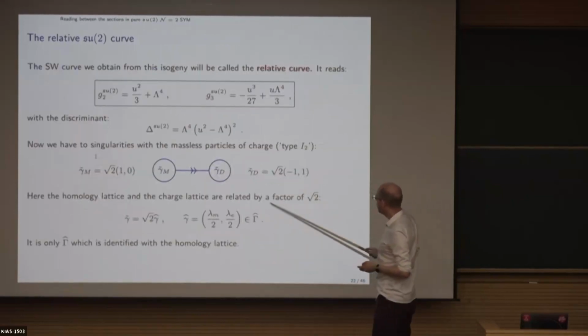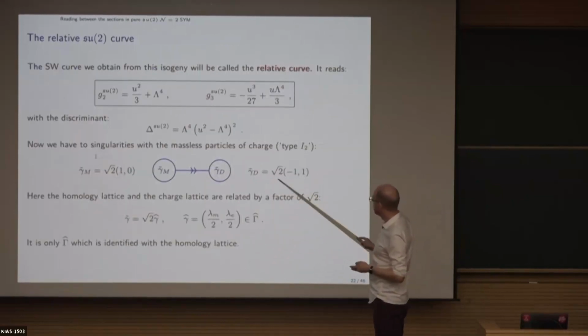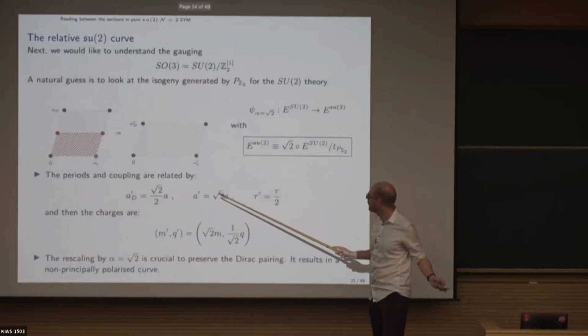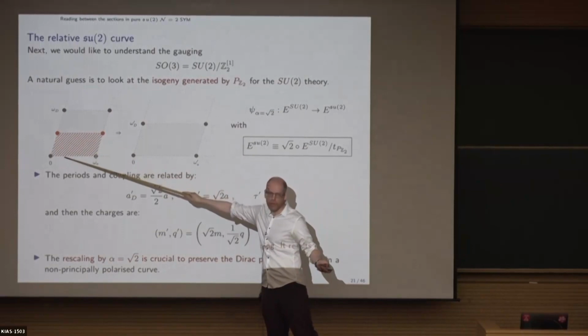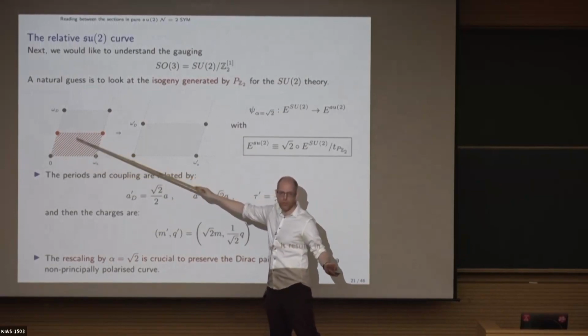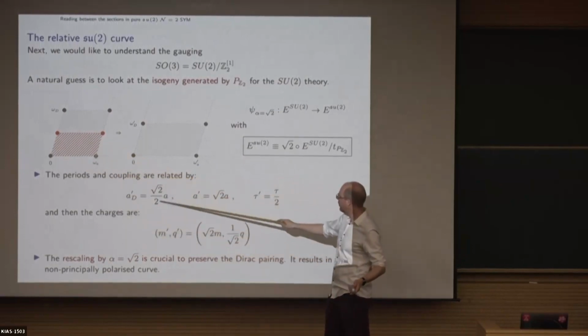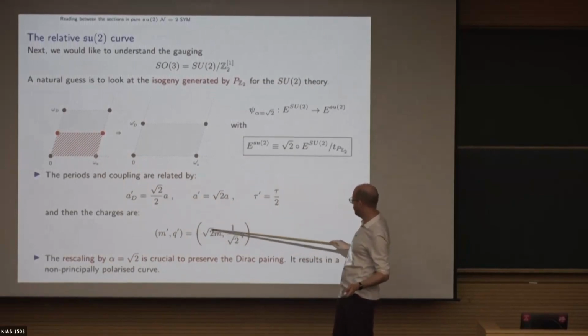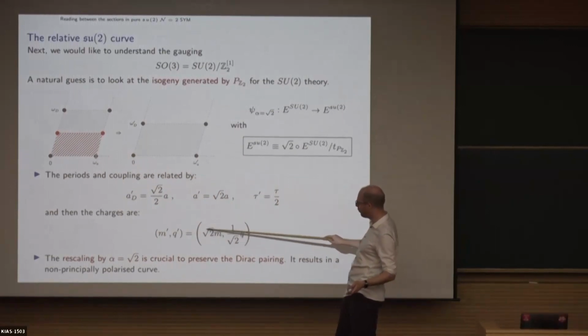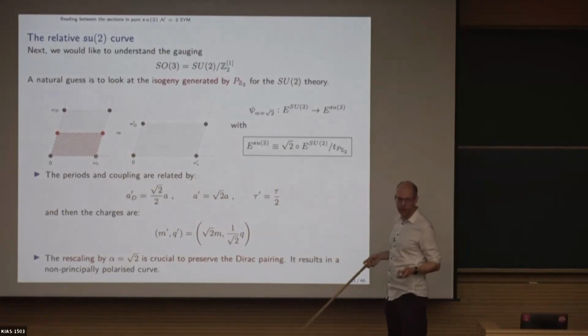No, because when I did the isogeny, I also divided the period by two and then multiplied the magnetic charge by two. So that is this factor here. There is one over square root of two, and there is a factor of two divided by square root of two. So there are two competing effects there.